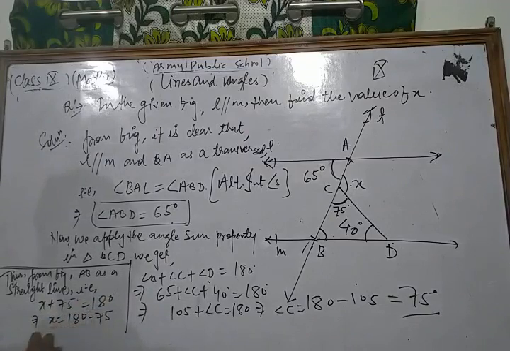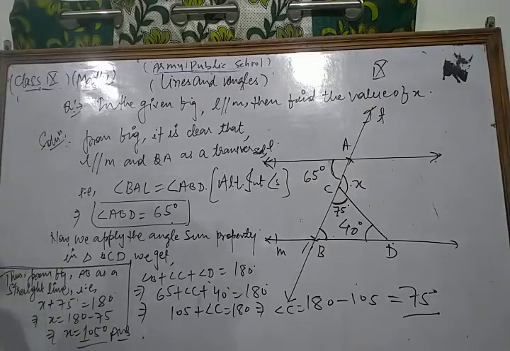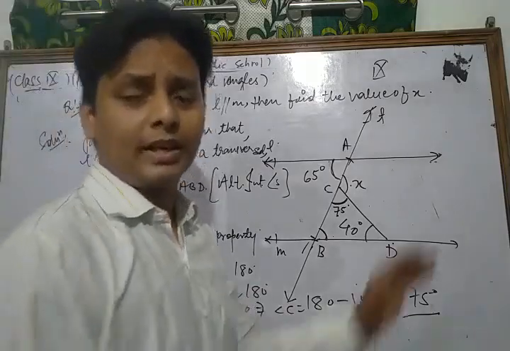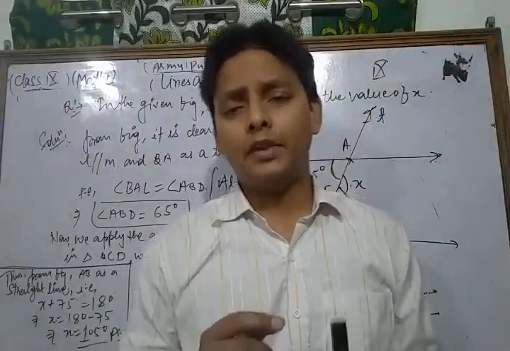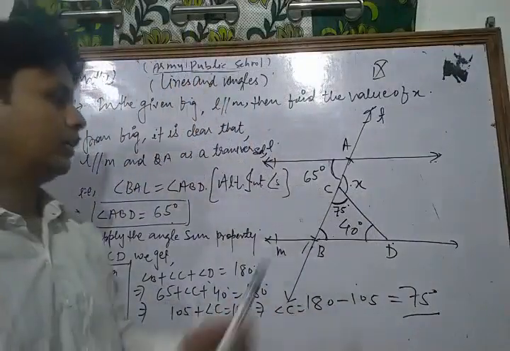Minus 75, that is 105. This is the required solution of the given question. Okay, dear students, in this way you can solve each and every question of your NCERT exercise based on that topic. Now let's see once more time.